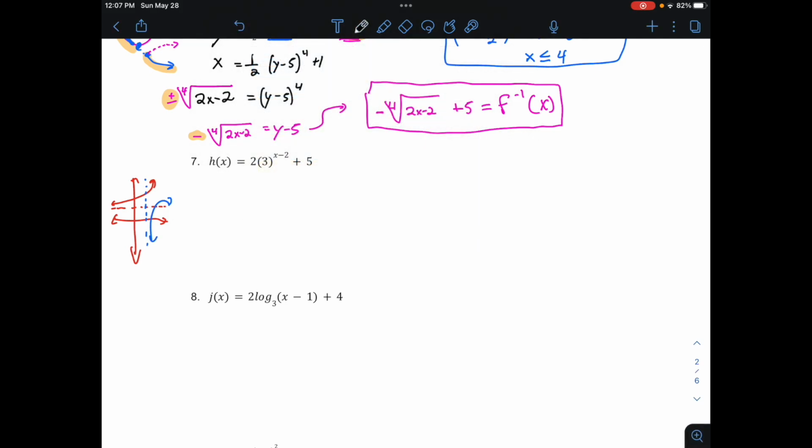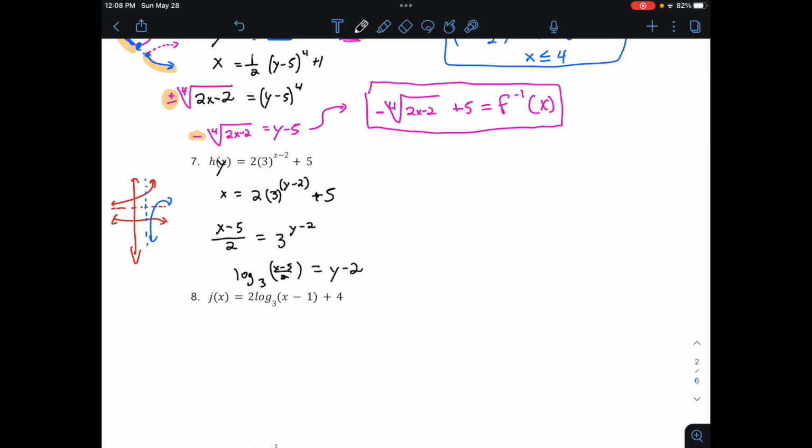So algebraically, we do the same thing to start. We switch x and y. So we say x equals 2 times 3 to the power of y minus 2 plus 5. Going to work to isolate the exponential piece. So I'll do x minus 5 divided by 2 is equal to 3 to the power of y minus 2. I need to get my variable of y out of the exponent, so I'm going to need to use logarithms. I'm going to say log base 3 of (x minus 5) over 2 is equal to y minus 2.